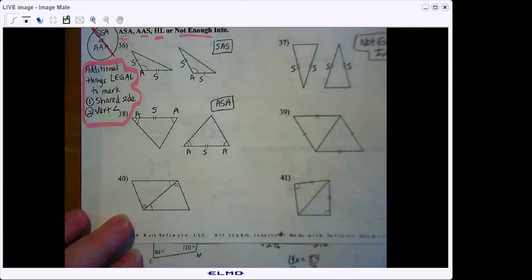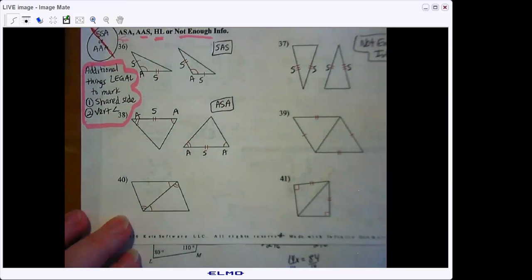Okay. So if you didn't get angle, side, angle, or you said, I don't know, can you tell me if you understand now? Did it make more sense? Okay, good.